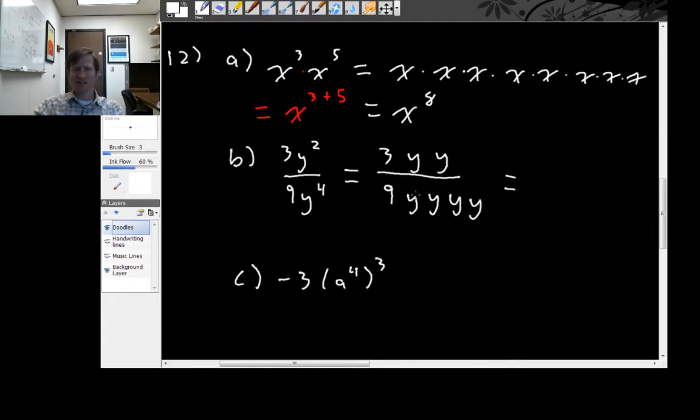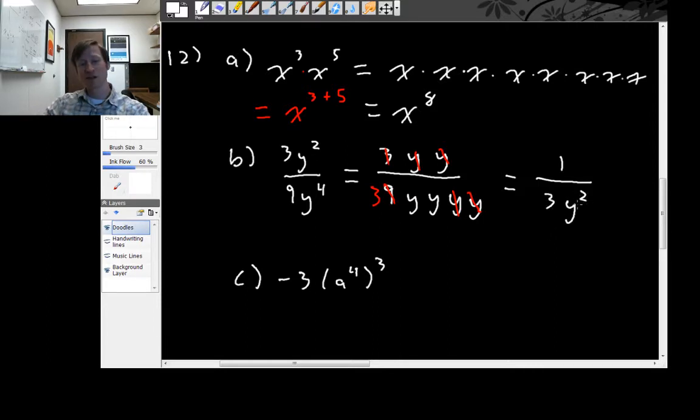Now we can start canceling things. So this y cancels that y, this y cancels that y, this 3 makes this 9 a 3. In the numerator, there's nothing left over, so it's really a 1. And in the denominator, there's 3 times y times y, that's 3y squared.